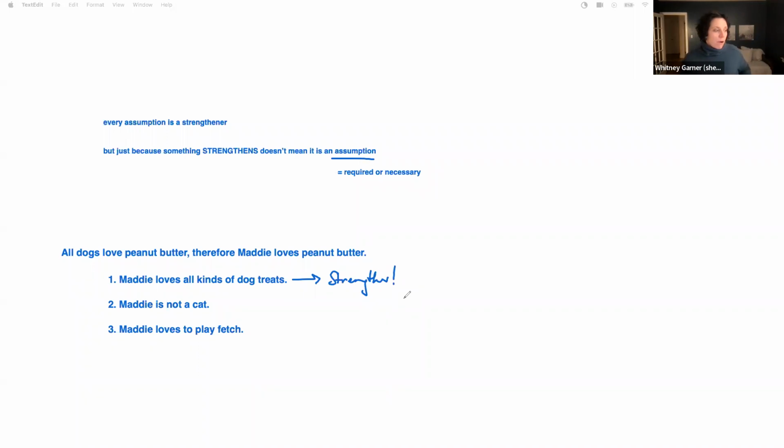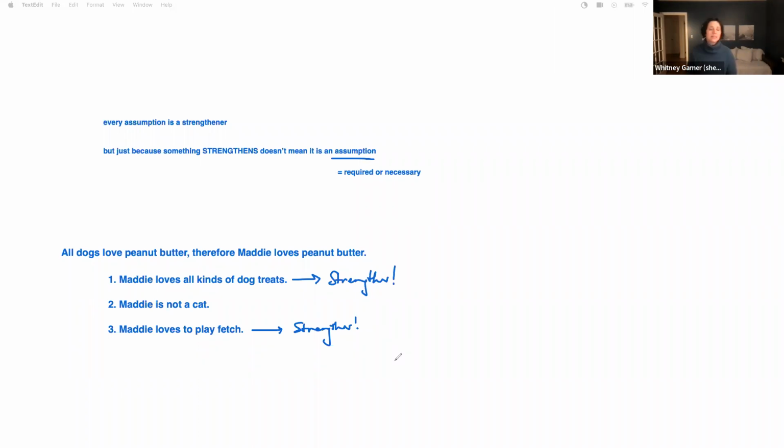Number 3, for example, the fact that Maddie loves to play fetch might strengthen my belief that she is a dog, but it's not a requirement for the argument. Maddie does not have to love to play fetch to love peanut butter. She just has to be a dog to love peanut butter.